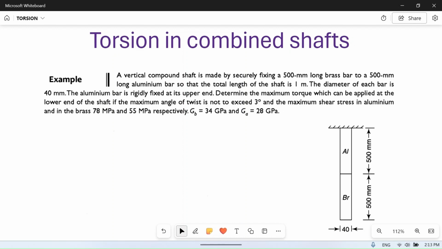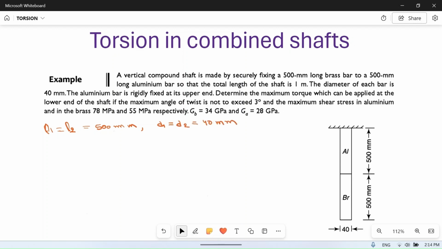A vertical compound shaft is made by securely fixing a 500 mm long brass bar to a 500 mm long aluminium bar. So one is brass, one is aluminium, and these two have the same length, 500 mm. The diameter of each bar is 40 mm, so they have the same diameter. So L1 is equal to L2 is equal to 500 mm and D1 is equal to D2 is equal to 40 mm.